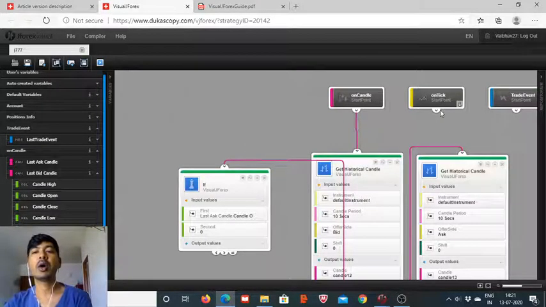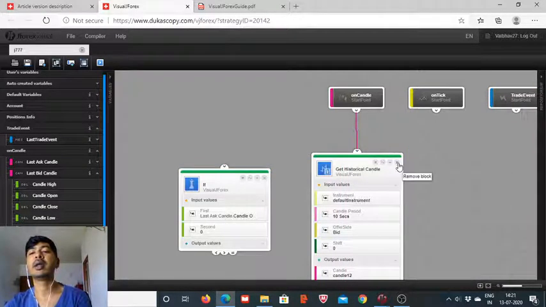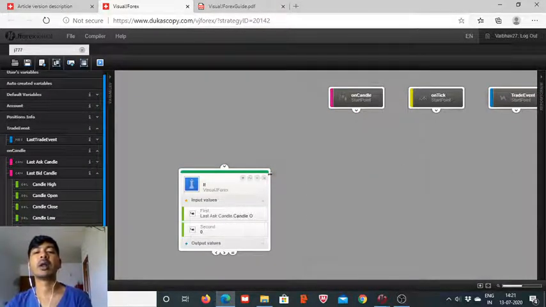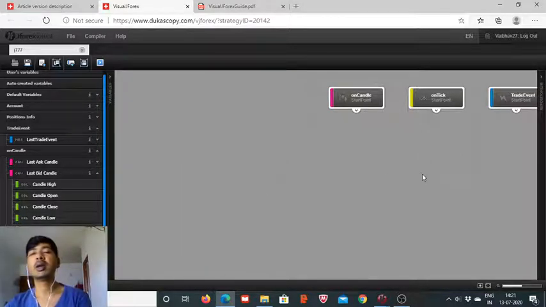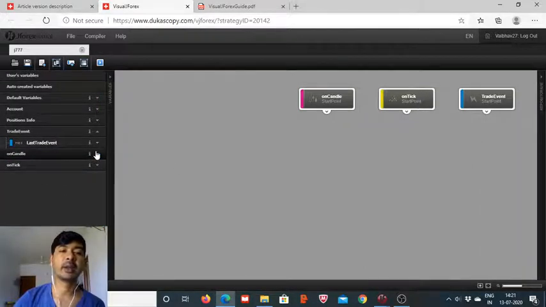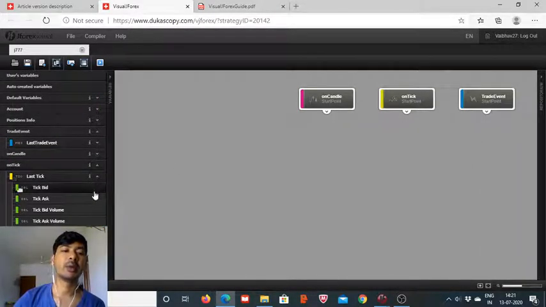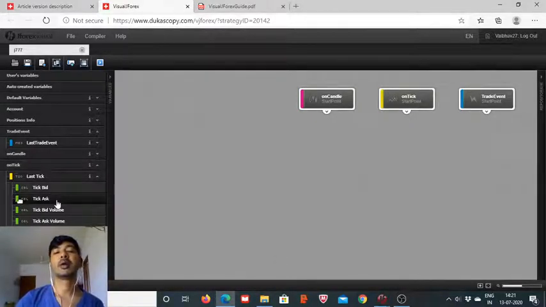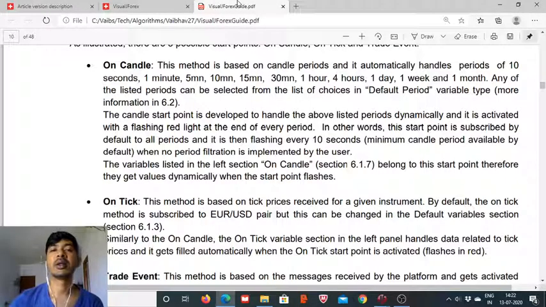Now moving on to the on tick. When we are using the on tick start point, we will have the reiteration, that is the starting of the algorithm, every tick. So each tick will be the defining parameter. You have these variables available for your use: last tick bid, tick ask. Whichever you want to choose, you can work with that, and then you will need to have these parameters put suitably with different conditions, and then it will work just well.